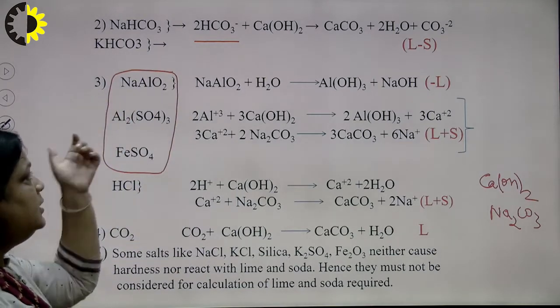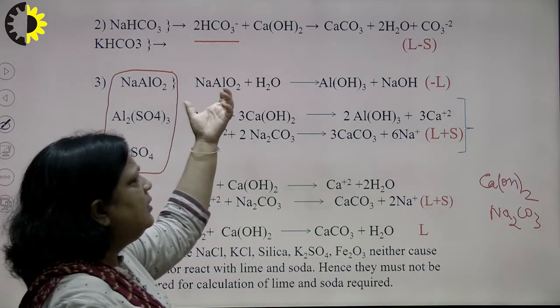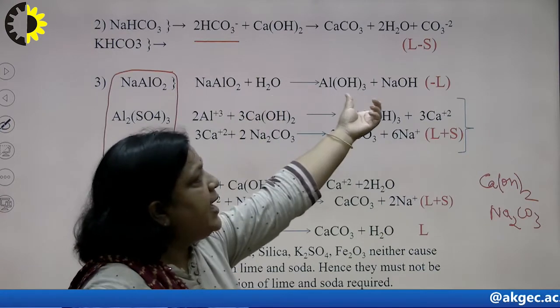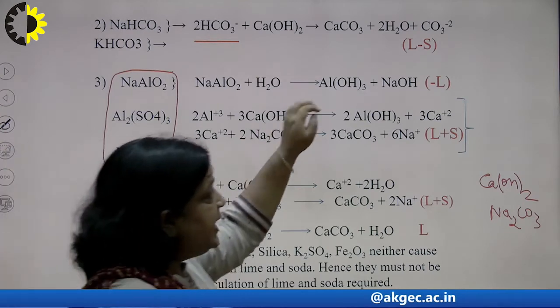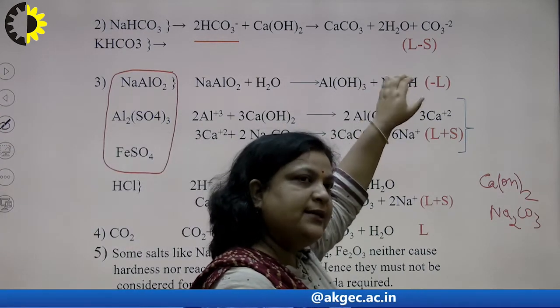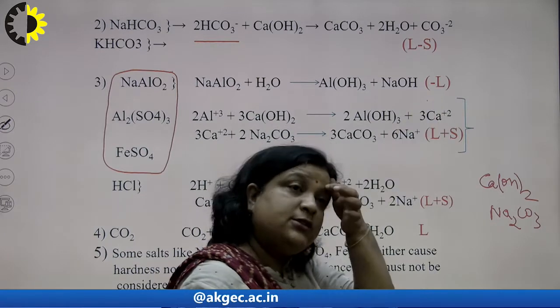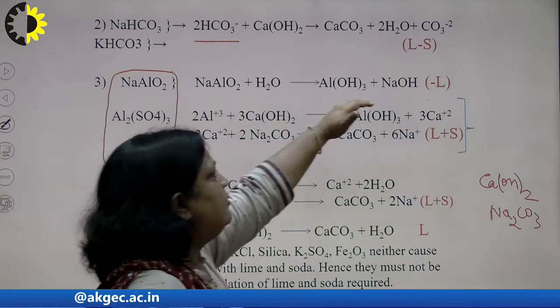Now, for coagulants, these three are coagulants. NaAlO2, sodium aluminate. Sodium aluminate combines with only water, not calcium and magnesium, and forms NaOH. OH is a part of lime, and since NaOH is formed as a product, it means minus L. For sodium aluminate we require minus L.